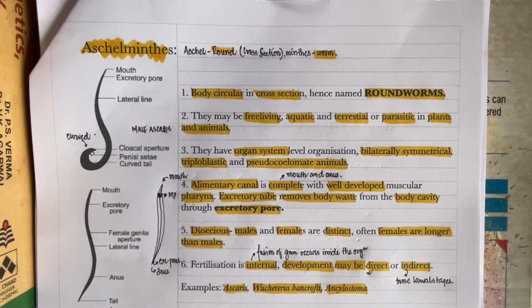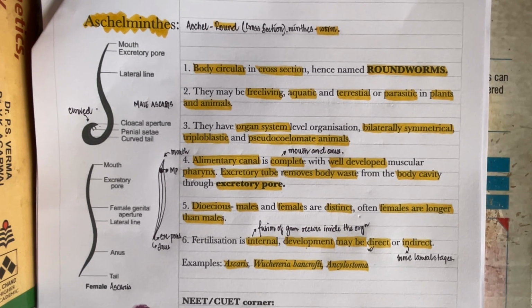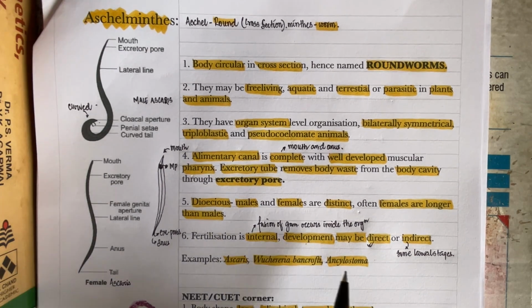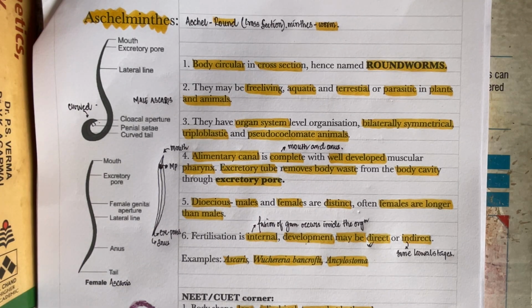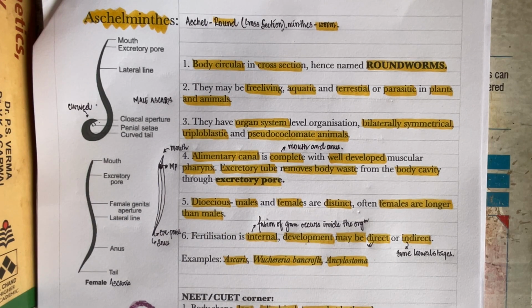The excretory tube removes the body waste from the body cavity with the help of pore-like structures called excretory pores. They are dioecious, that means males and females are separate. Often females are longer than males. Their fertilization is internal, that means it occurs inside the organism. Development may be direct, that means they give birth to young ones which look exactly like the parents, or may be indirect with some larval stages. These are the points that you need to remember regarding the phylum Aschelminthes.